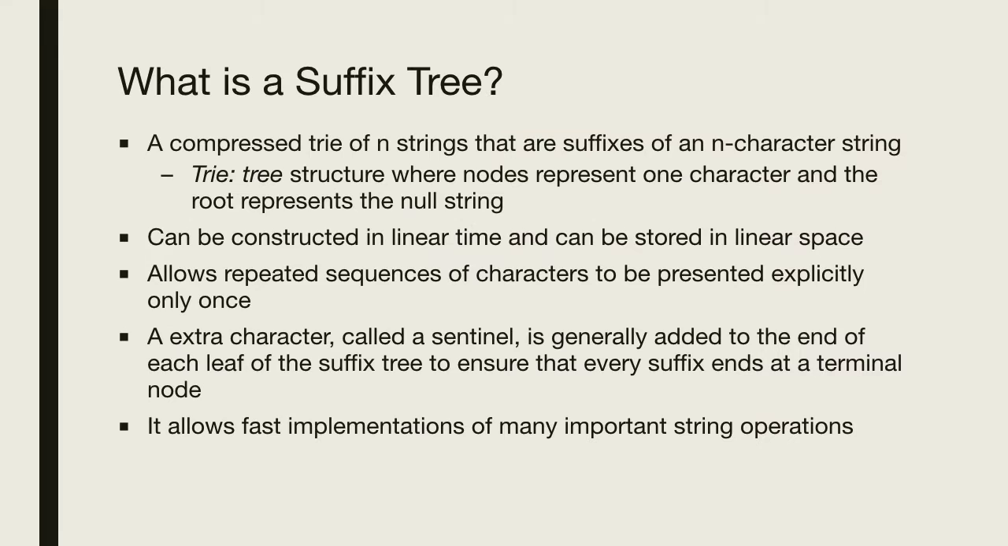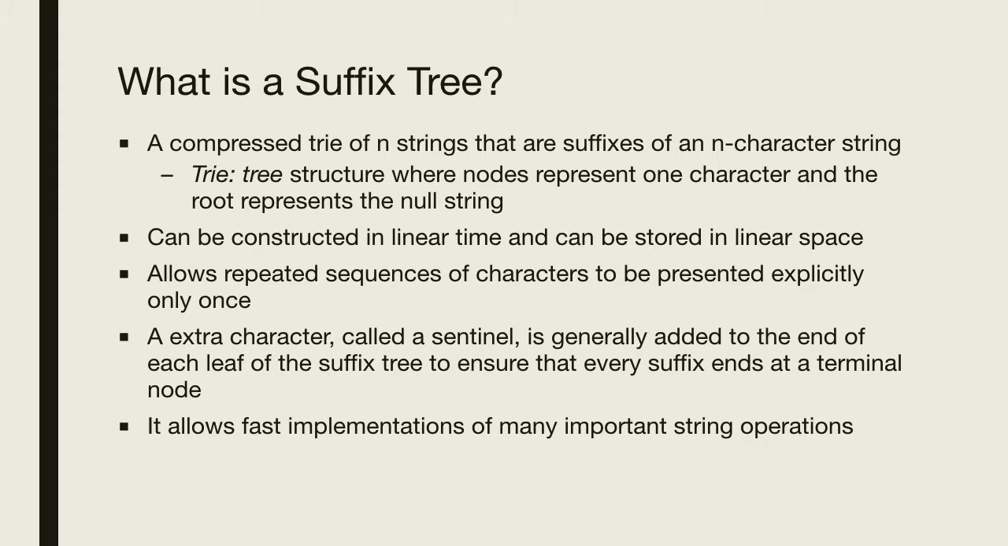So first, what is a suffix tree? A suffix tree is a compressed trie of n strings that are suffixes of an n character string. A trie is a tree structure where nodes represent one character and the root represents a null string. A suffix tree can be constructed in linear time and can be stored in linear space. Instead of allowing repeated sequences of characters in a string to be represented multiple times, a suffix tree only allows them to be represented explicitly once.